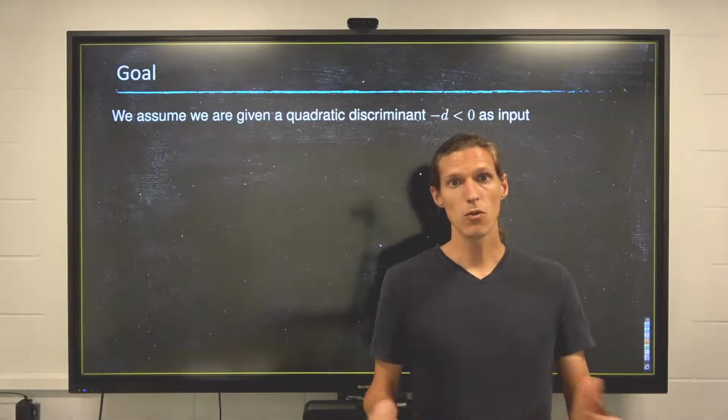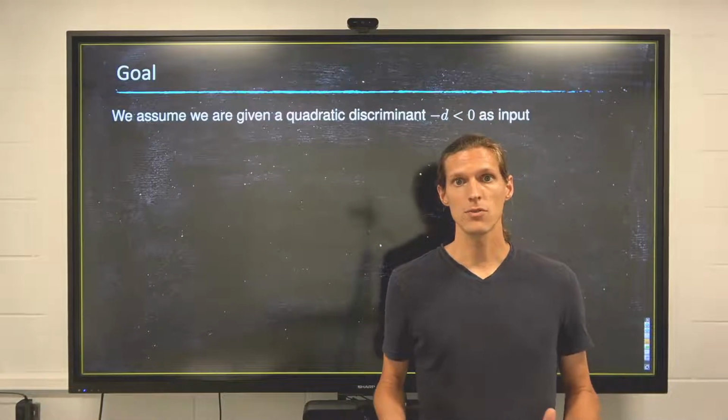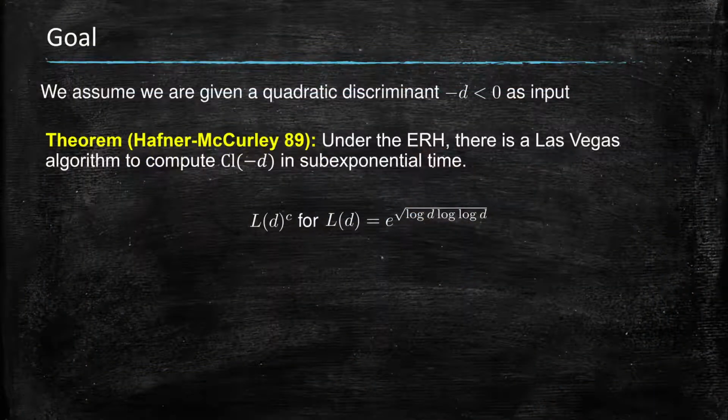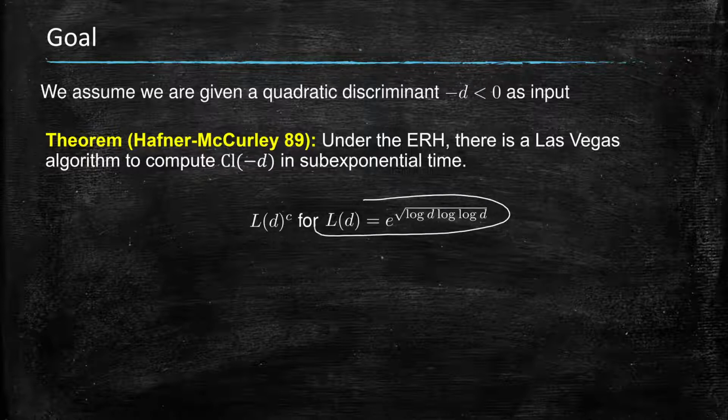So, what is the overall goal of classical computation through a subexponential method? The first subexponential method for calculating the class group was due to Hafner and McCurley in 1989. What it states is that you can calculate the class group of an imaginary quadratic order of discriminant minus d in subexponential time L to the c, where L of d is defined by this function.